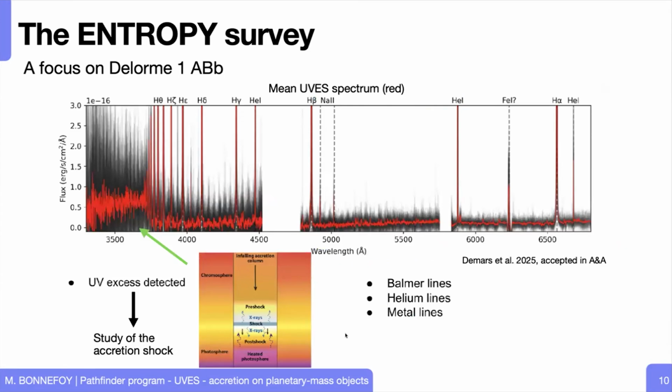With UVES, on this object, we could actually collect a mean spectrum. You can see that we can detect the UV excess on that object. We can see the UV excess varying in time. This is tracing directly the accretion shock at the surface of the companion. And we see this series of hydrogen emission lines. We see a helium line that I will also talk about a bit later on.